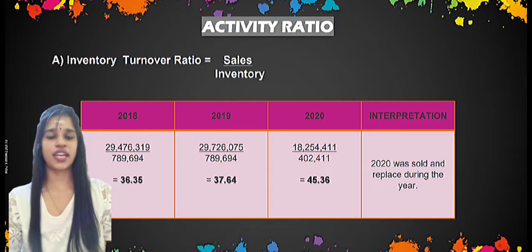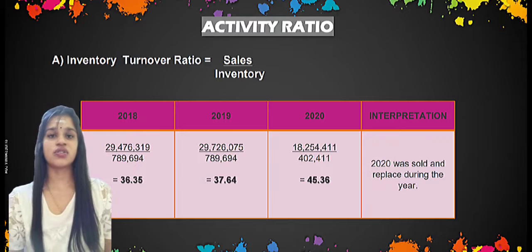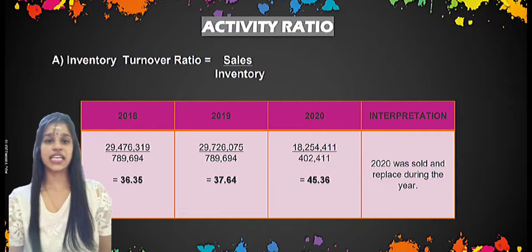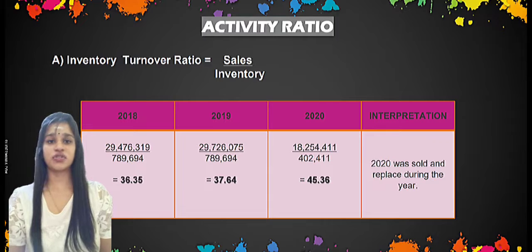Activity ratio. A. Inventory turnover ratio, the formula is sales divided by inventory. 2018 is 36.35, 2019 is 37.64, 2020 is 45.36. Interpretation: in 2020 the inventory was sold and replaced during the year.